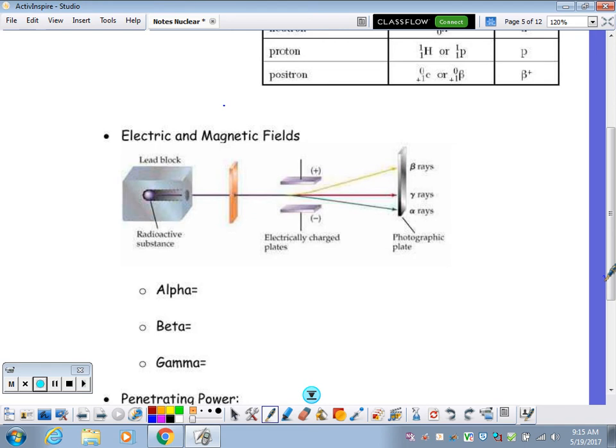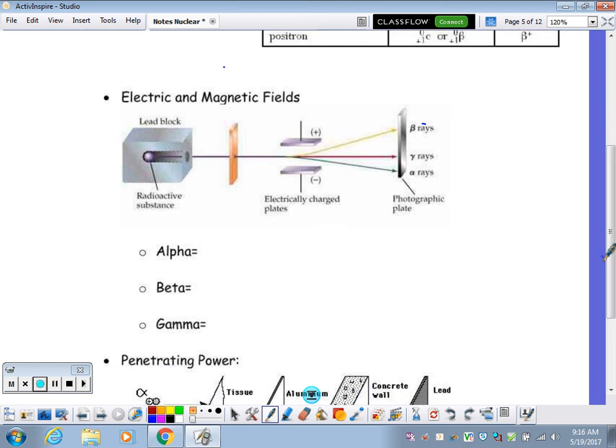If you take a look at this electric and magnetic fields diagram, you have a radioactive substance giving off an alpha, beta, or gamma form of radiation, and it's passed between charged plates. Notice that the beta rays bend up towards the positive electric field. The alpha particles bend towards the negative electric field, and the gamma rays pass straight through. It does not bend upward or downward.